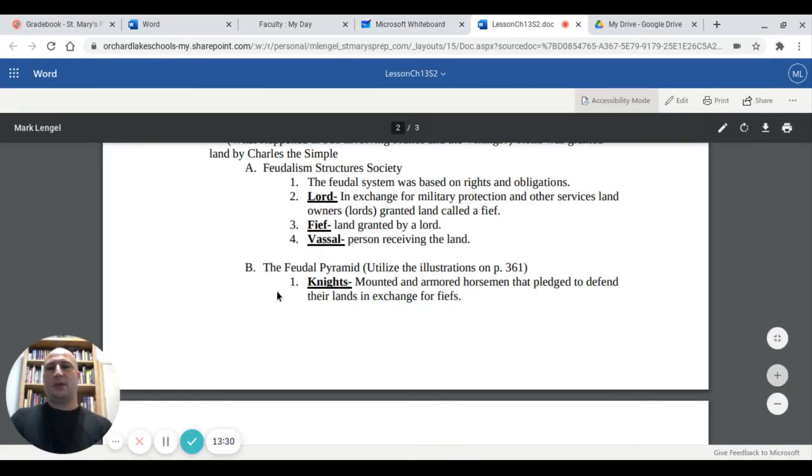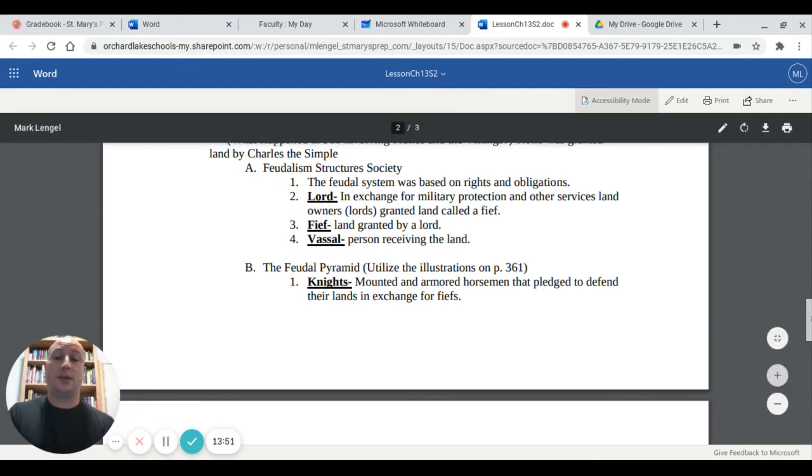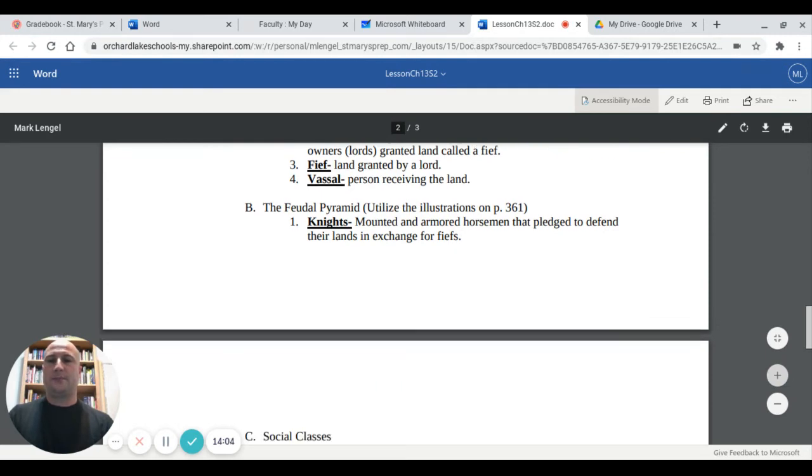Okay, we're making it through here. Knights. Knights are mounted and armored horsemen that pledge to defend their lands in exchange for fiefs. So they're going to defend land in exchange for land of their own. They're going to defend the land of the noble in exchange for their own parcel of land. That's really key to understand there. We're going to talk more about knights in section 3, which is titled Chivalry, the Code of Chivalry. So we'll take a look at how the knights kind of became knights and what they did to practice, how they fought, what was their weaponry. That's going to be all in section 3.